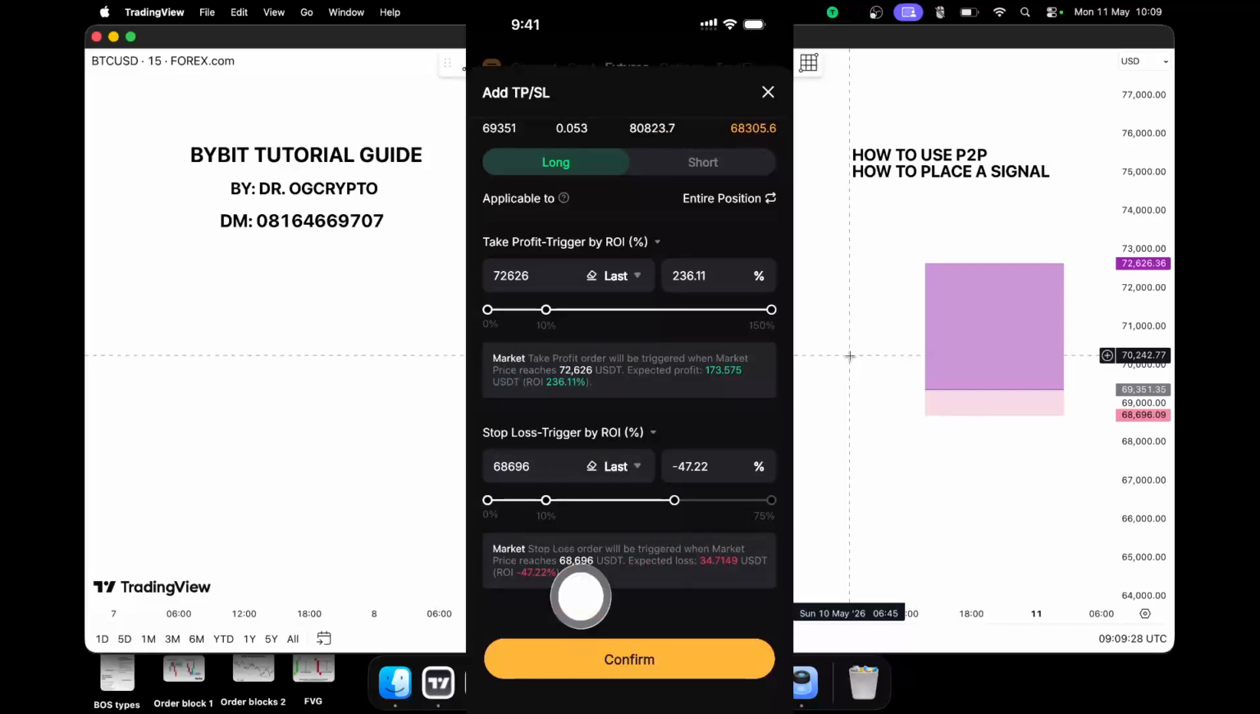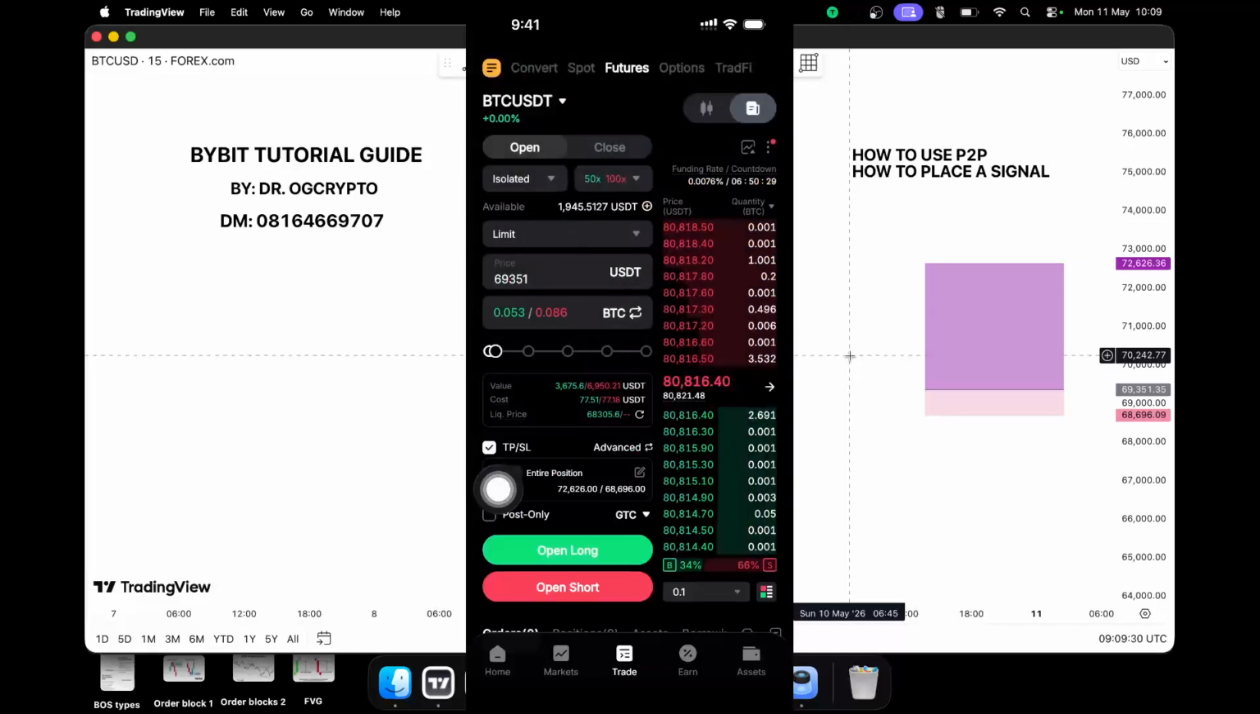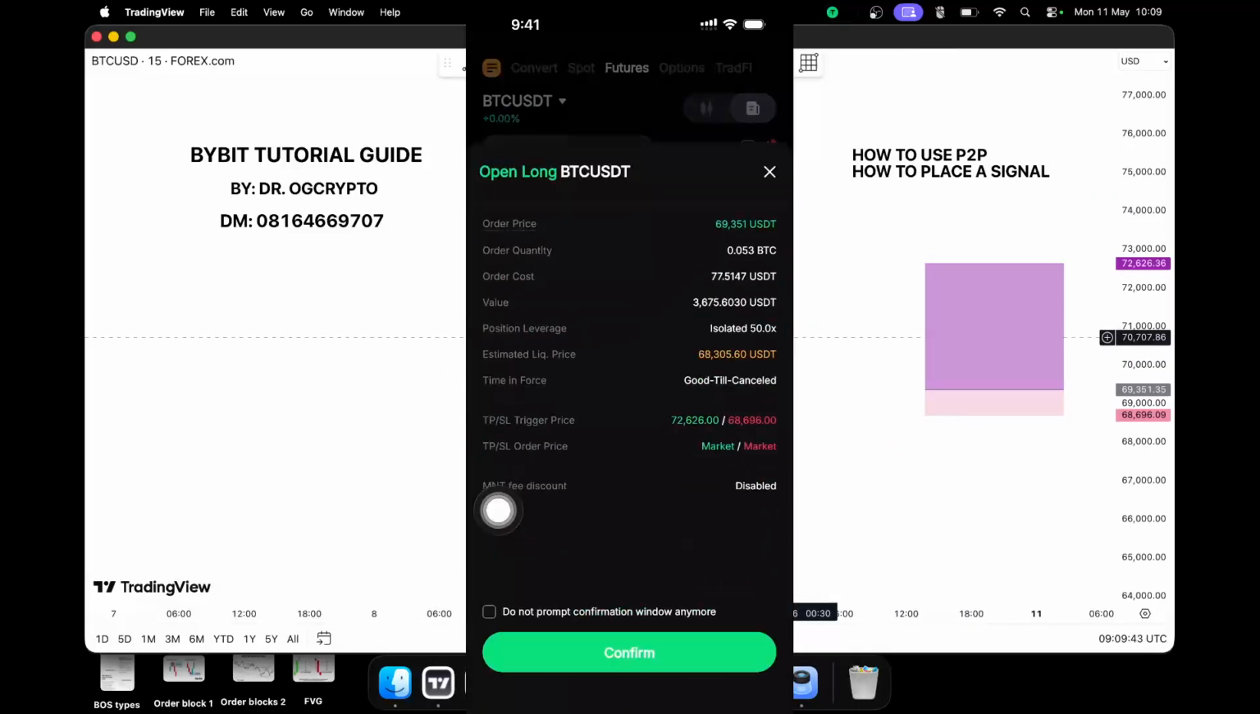So after that, you click on confirm. So I've already set my entry price, my leverage, my take profit and stop loss. Then I want to long the market. You see that this is a long. So you click on what? Open long. Click on open long. Then you click on confirm.